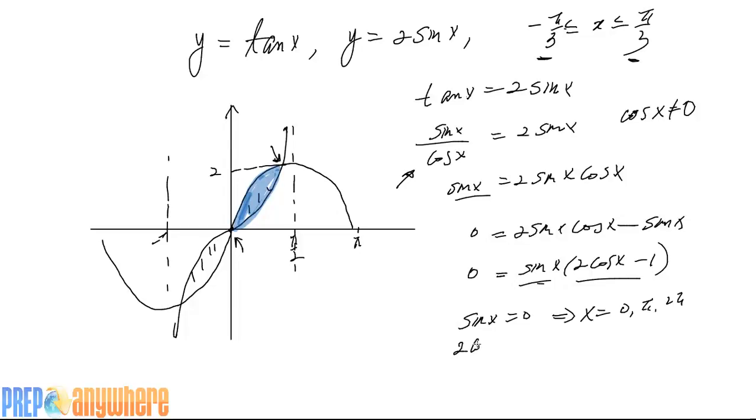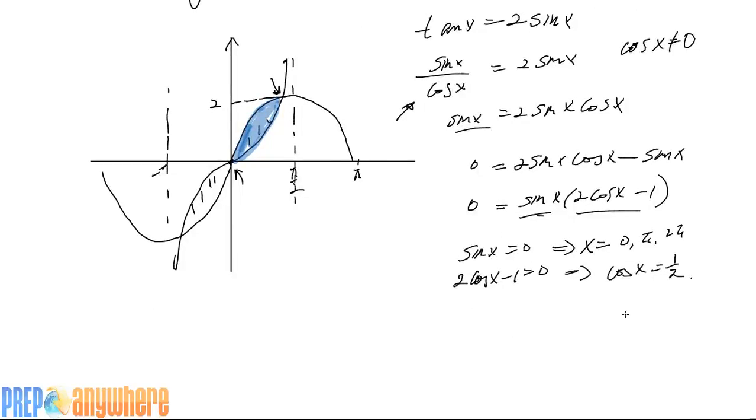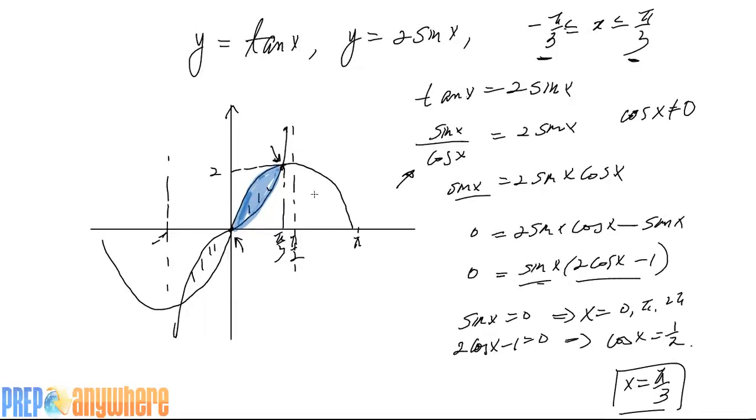Okay, 2 cosine of x minus 1 is equal to 0, which means cosine of x is equal to half. Cosine of x is equal to half when x is equal to pi over 3. So where they intersect must be pi over 3. And the question told us to only look from minus pi over 2 to pi over 3. So we know exactly what we have to integrate. We're going to integrate from 0 to pi over 3.